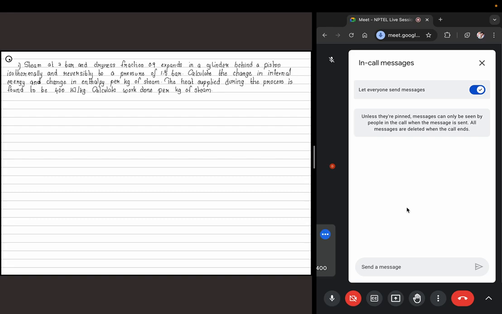The first question here is: there is steam at 7 bar pressure and a dryness fraction of 0.9, which expands in a cylinder behind a piston isothermally and reversibly to a final pressure of 1.5 bar. Calculate the change in internal energy and change in enthalpy per kilogram of steam. The heat supplied to the process is found to be say 400 kilojoule, and then calculate the work done for that steam for this process per kg of steam.